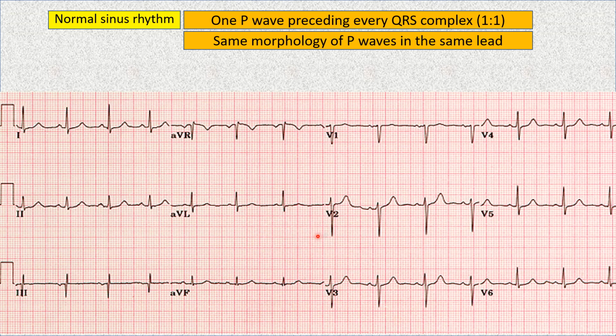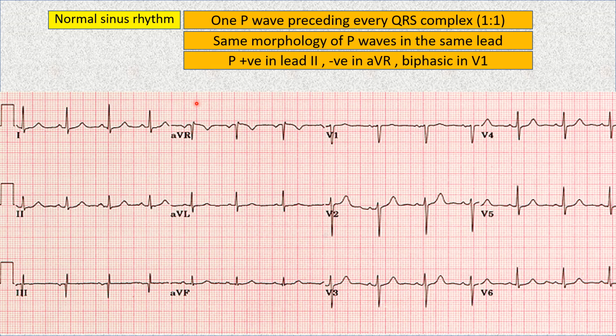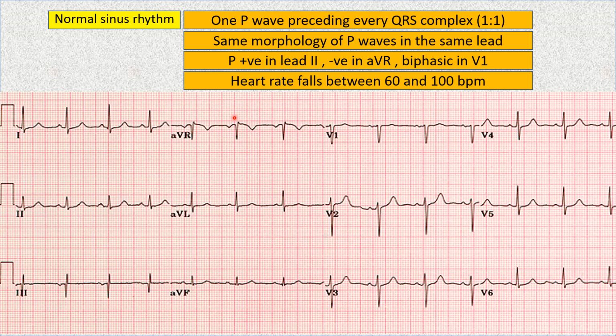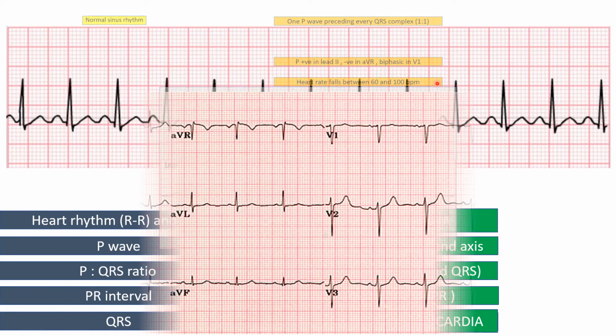And if you see the whole ECG, here the P wave is positive in lead 2, negative in aVR, and maybe here biphasic in V1, and it has the same morphology in the same lead. If you see lead 1, it has the same morphology. If lead 2, it has the same morphology. But it is not of the same morphology among different leads, okay? aVR is similar morphology but negative, and it has different morphology from one lead to another. This is normal. And finally, to say that it is normal sinus rhythm, the heart rate must fall between 60 and 100 beats per minute.